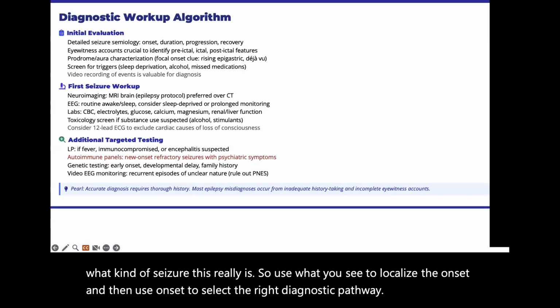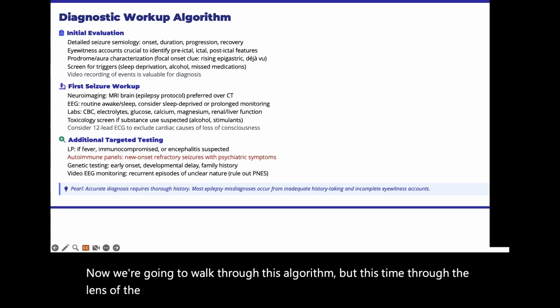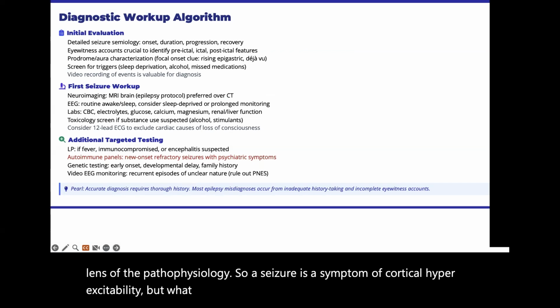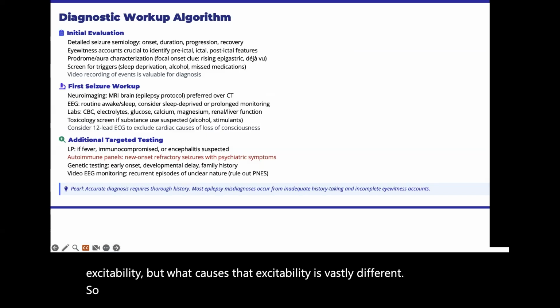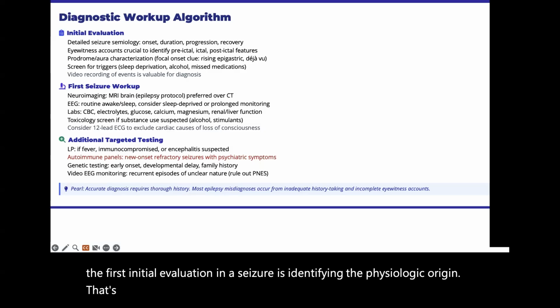So now we're going to walk through this algorithm, but this time through the lens of the pathophysiology. A seizure is a symptom of cortical hyperexcitability, but what causes that excitability is vastly different. So the workup is essentially a search for what caused it to act this way. The first initial evaluation in a seizure is identifying the physiologic origin. That's the most important diagnostic tool.